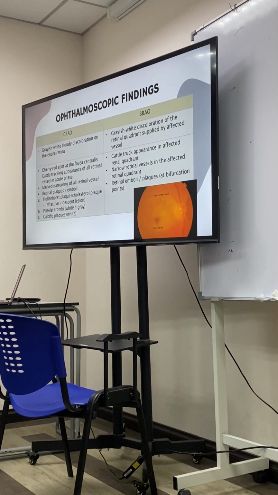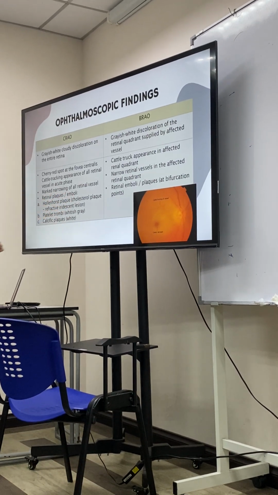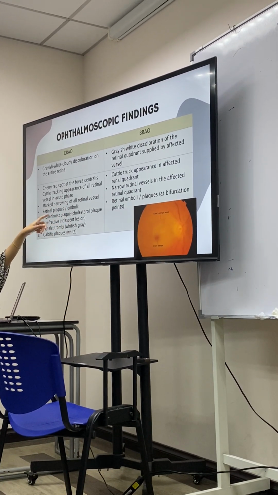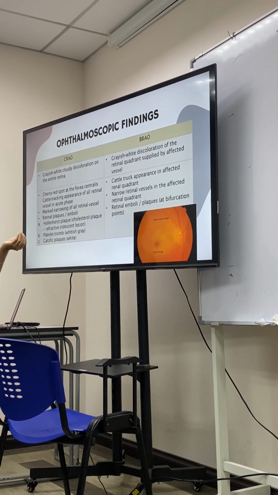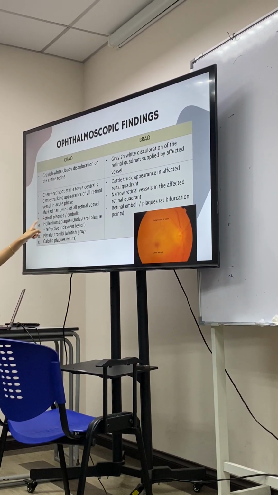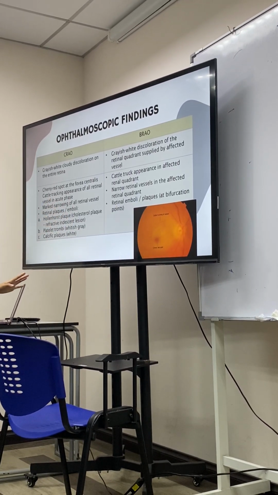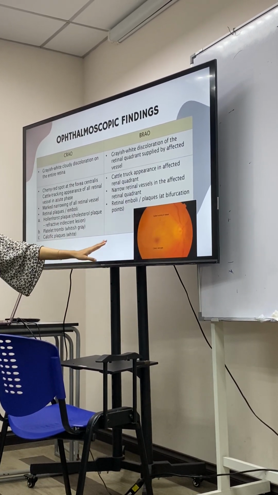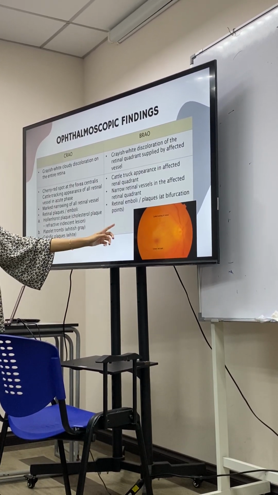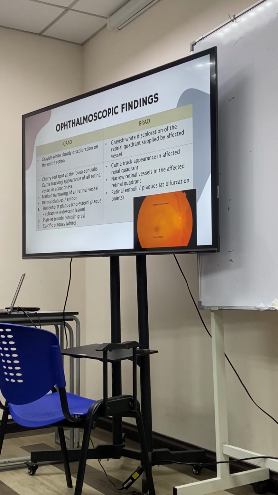Okay, and then the third one is marked narrowing of all the retinal vessels. Why? Because when there's an embolus obstruction, there's decreased perfusion to the area, so that's why there's narrowing of the vessels. In central artery occlusion, it involves all the retinal vessels. Meanwhile, for branch, only the branch of the vessels is affected.